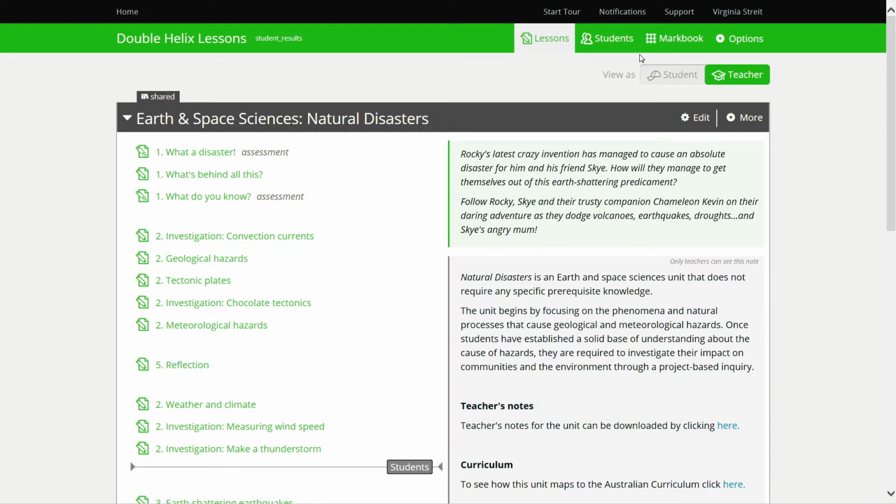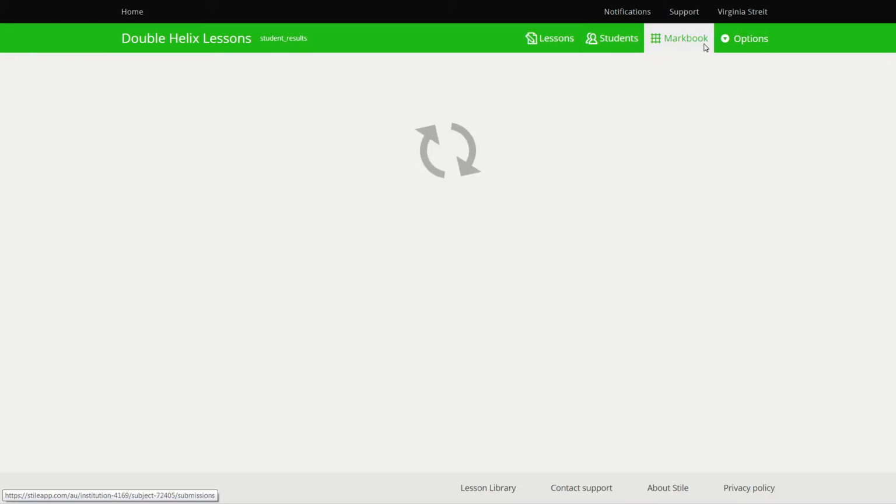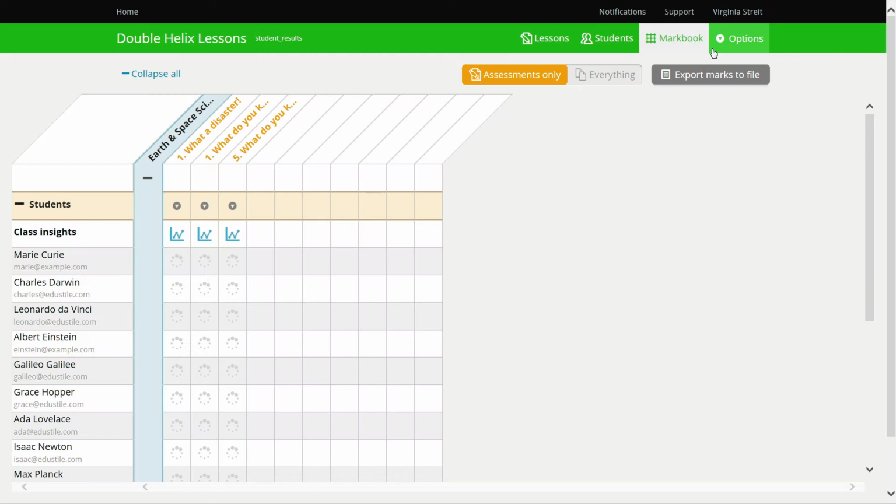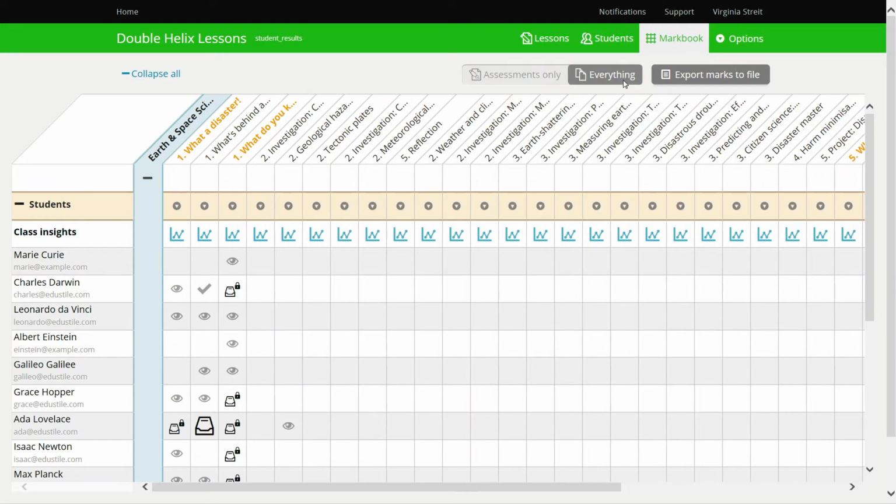Today I'll be giving you an overview of the Markbook, which is a great way to see how your whole class is performing overall. So the first thing we'll do is go to our top menu here and click on Markbook. And this is where you can see on the top here all of the lessons in the first unit, Earth and Space Sciences, and on the left, all of our students in our class.